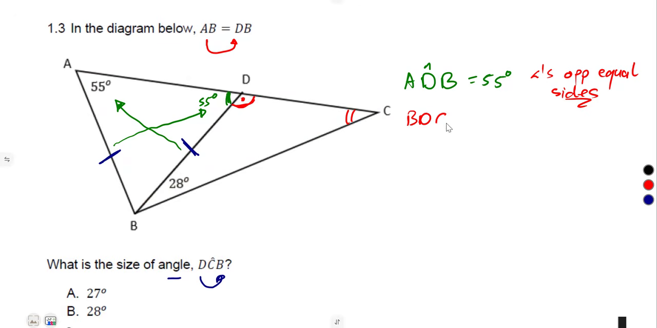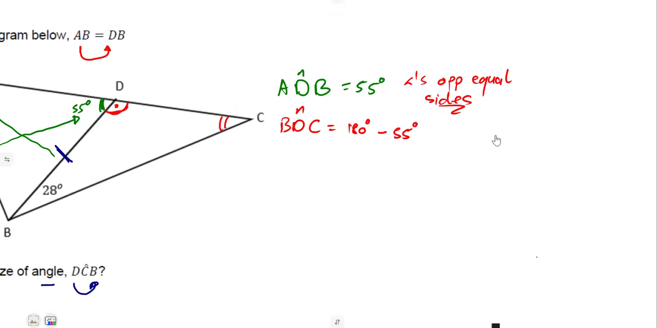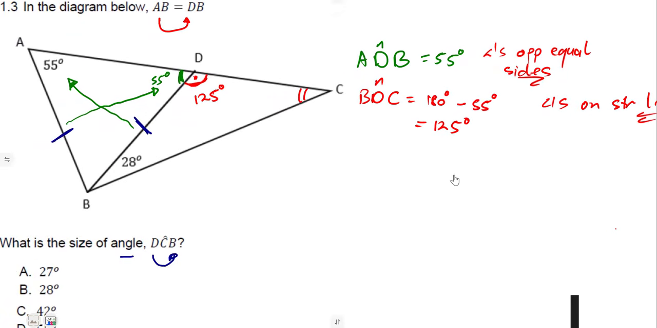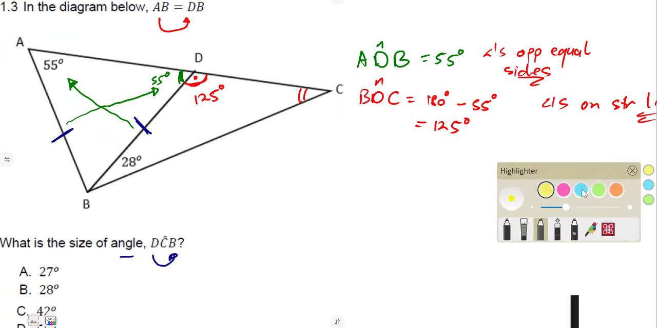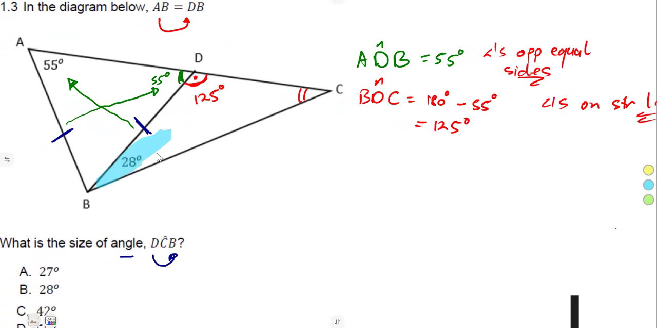So the remaining angle at D, which is BDC, we can calculate that one. Angle BDC is going to be 180 degrees minus 55 degrees, angles on a straight line. So that is what we can have in this case. All right. So that is going to give us 125 degrees. Now, let us focus on triangle BDC only, this one.